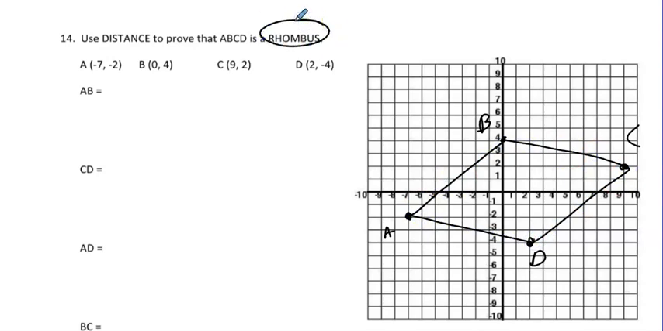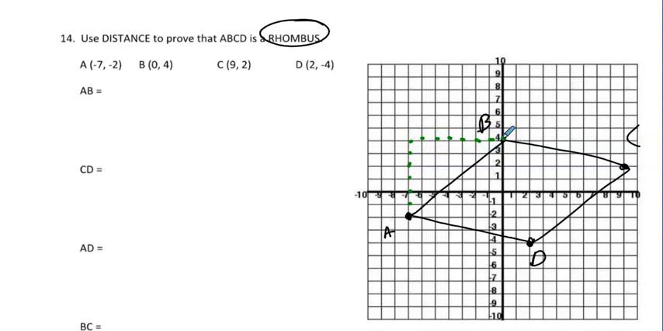Prove it's a rhombus. If it's a rhombus, it's a parallelogram, and all 4 sides are equal, which means the distances are going to be the same. So from A to B, let's count. Up 6. Right 7.